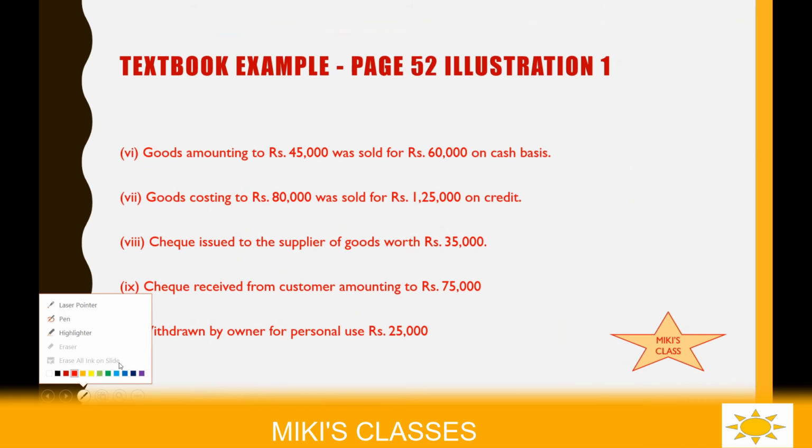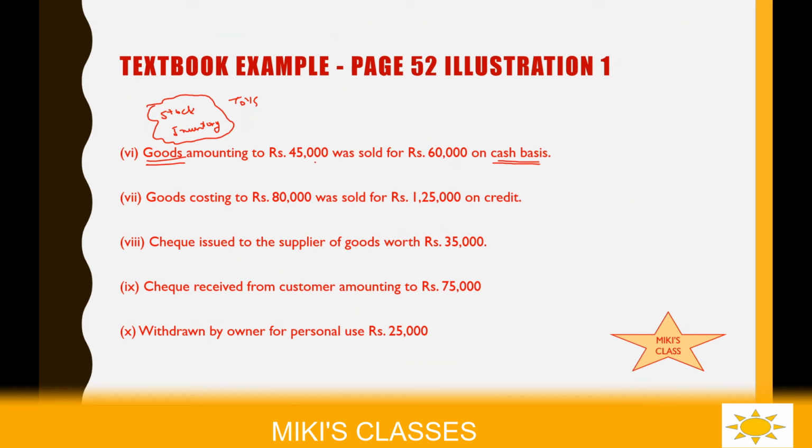Let us go quickly to the next example. Goods amounting to 45,000 was sold for 60,000 on cash basis. So this is sold for cash. So one of the accounts must be cash. Goods amounting to 45,000 was sold, and this was sold for 60,000, not for 45,000. So how much cash do we get? 60,000. So when 60,000 of cash comes in, the cash account has to be debited by this 60,000, correct?